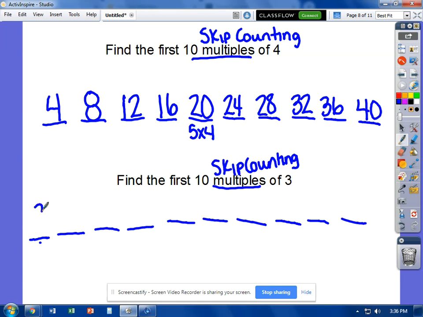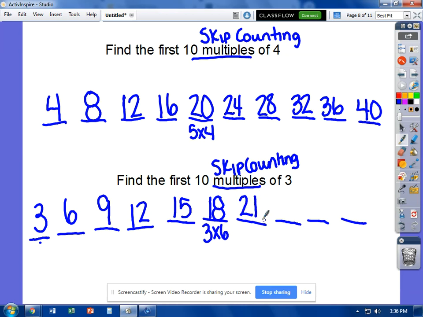First number is always going to be itself, 3, 6, 9. Let's use some more of our strategies. I'm going to use my fingers. 10, 11, 12, 13, 14, 15. I know that this is going to be 3 times 6. I know 3 times 6 is 18. Knowing our math facts is another strategy. 21, 24, 27, and finally 30.